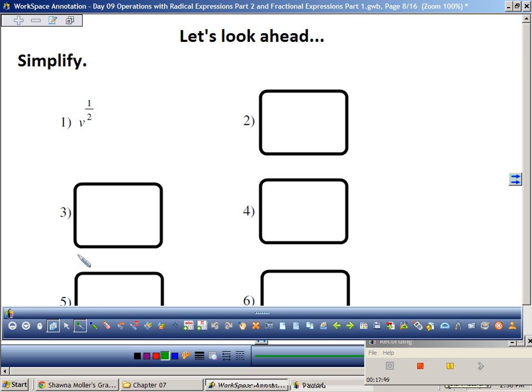Okay. Let's look ahead really quick, guys. I only have a few minutes, and I've got to do your stamp sheets first. I need everybody's attention, and I need it to quiet down. This is going to help you for tomorrow.